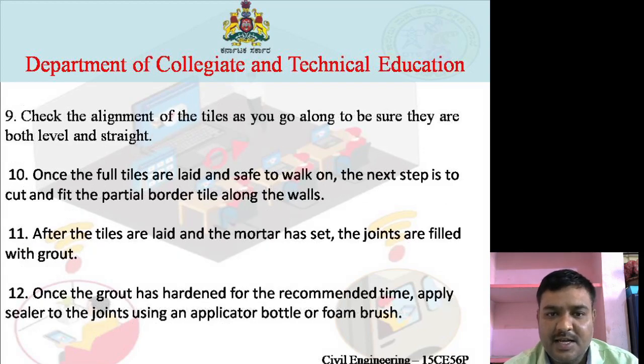So check the alignment of tiles as you go along. Be sure they are both level and straight, very important. So check the alignment of the tiles. We have to keep watching the alignment: where it has gone wrong, where any settlement has happened, where we have overshot. As you go along, be sure they are both level and straight. We must see that the level is correct and that we are laying straight.